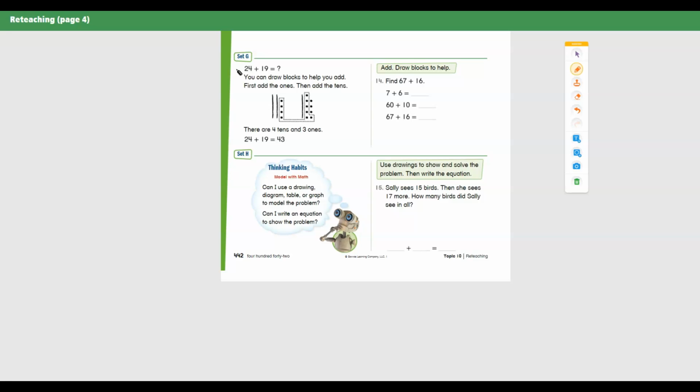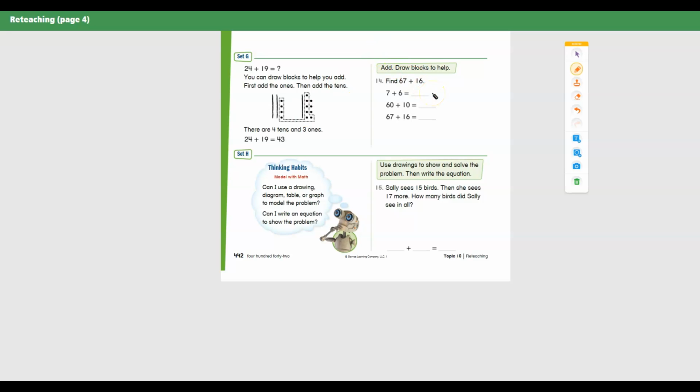First, add the 1s. Then add the 10s. Here in our model, there are 4 10s and 3 1s. The dotted line where the 1s are circled is where they were able to make 10. So we have 1, 2, 3, 4 10s and 3 1s. 4 10s and 3 1s is the same as saying 43. 24 plus 19 is equal to 43.